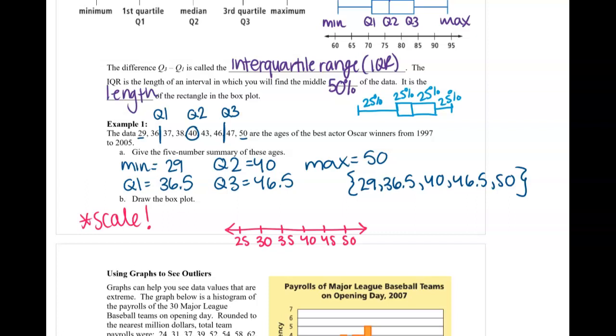So we start at our minimum, which was 29, so it's about there. I usually just make lines to begin with, and then our Q1 was 36.5, about there. Q2 is 40, Q3 is 46.5, the max is 50. So then the middle 3, we make a box, and then we connect the other 2. Okay? And again, the scale is important, because if you just draw a regular old box and put numbers, you won't be able to tell it. For example, Q3 minus Q2, that 25% of the data falls in a bigger range than this 25%, for example.